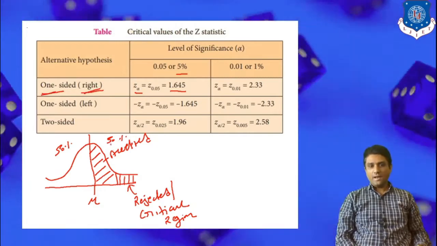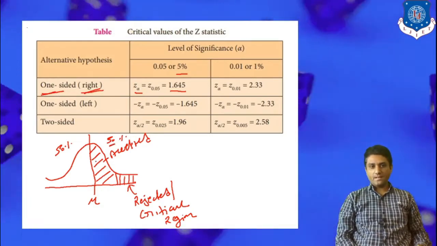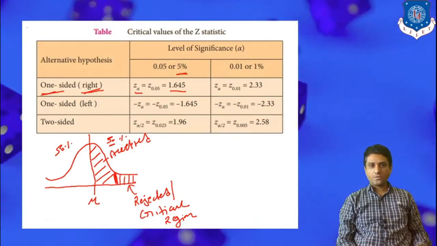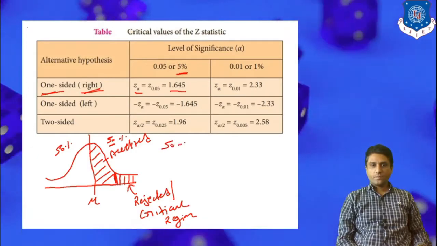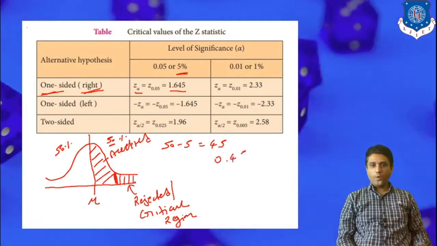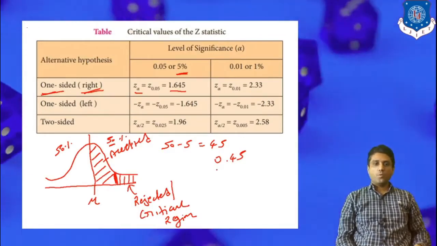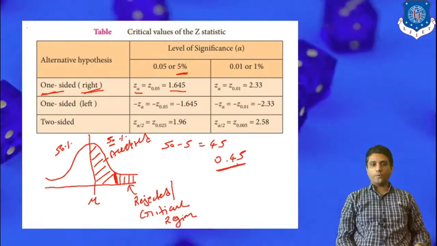So there is 50% of the data in this portion. And we have to consider here a 5% level of significance, that is 50 minus 5, that is 45. When we convert it in terms of proportion, we obtain 0.45. So next our aim is to see in the standard normal table where we obtain this value 0.45.